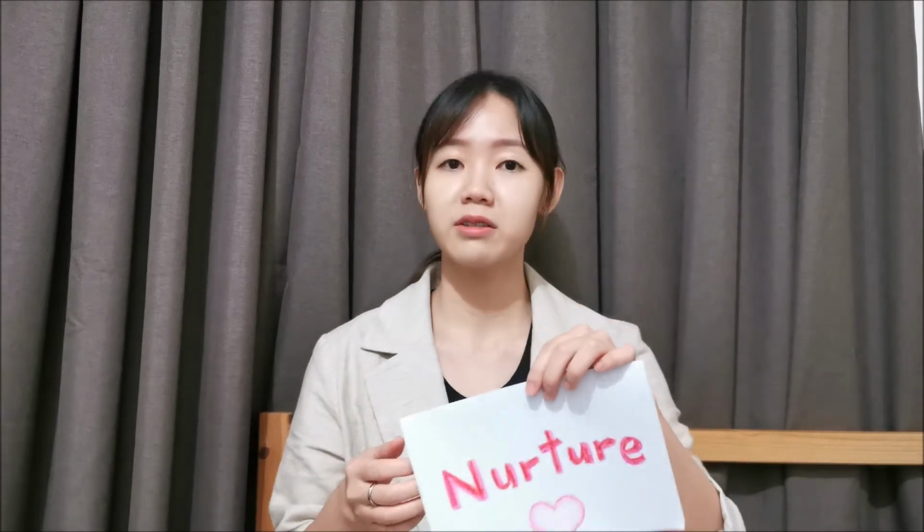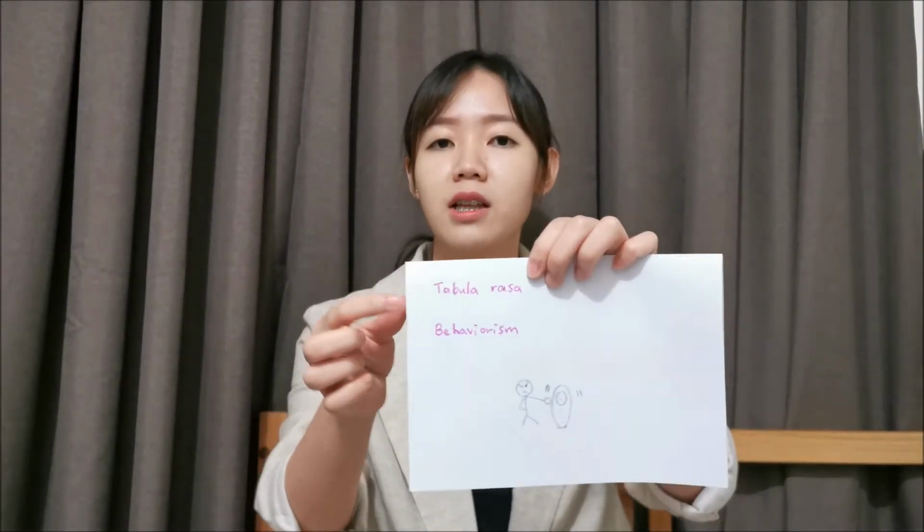And the other is about nurture. It is all about the environmental influences. You can see it is supported by the concept of tabula rasa. This concept talks about children: all of us are born as a blank slate. We are a blank paper, so it is the environment that colors our life and our ability.